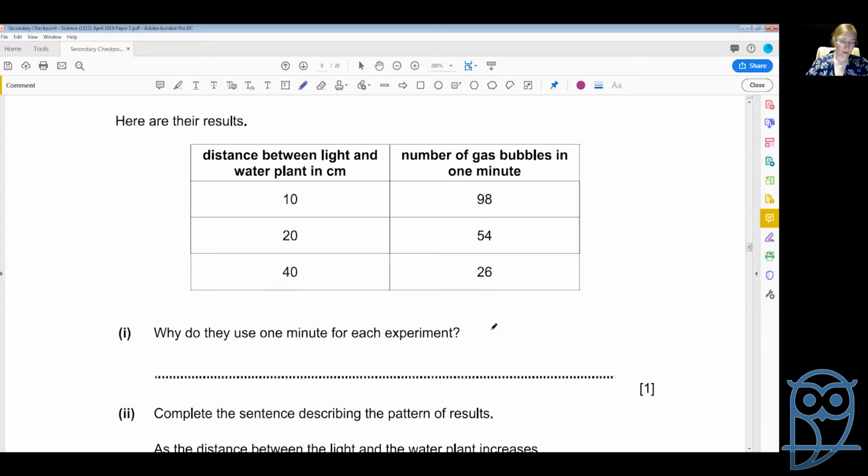So why do they use 1 minute for each experiment? And our reason here is so that the experiments are fair.